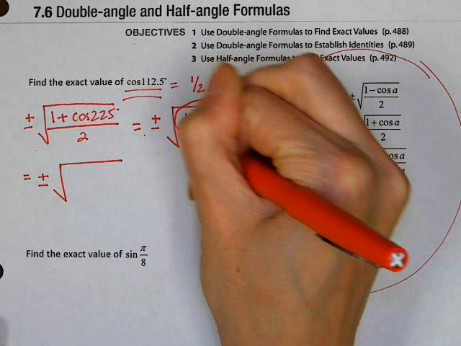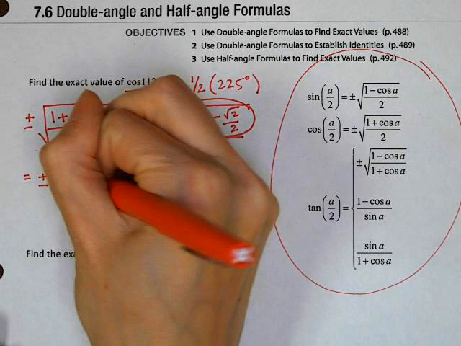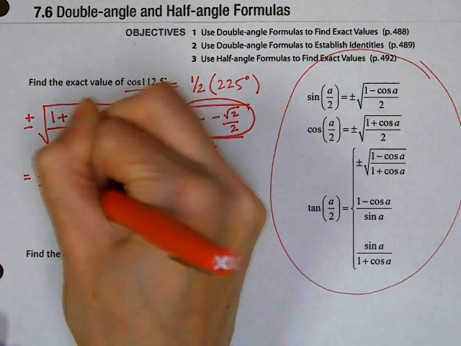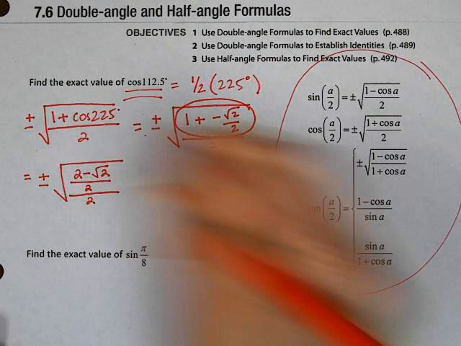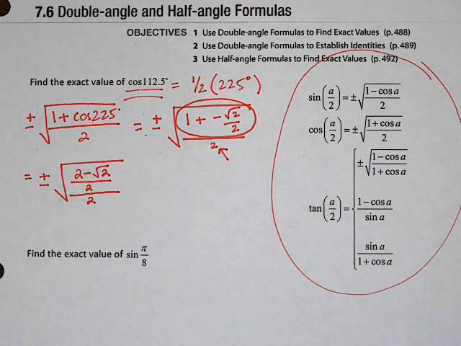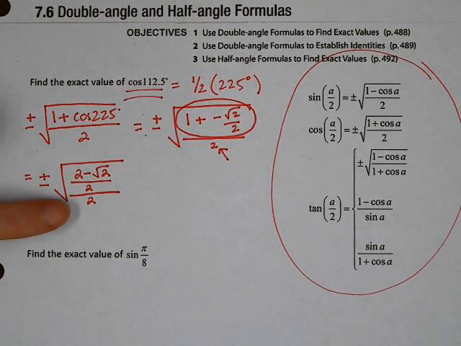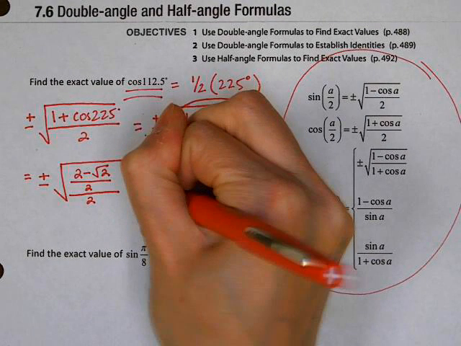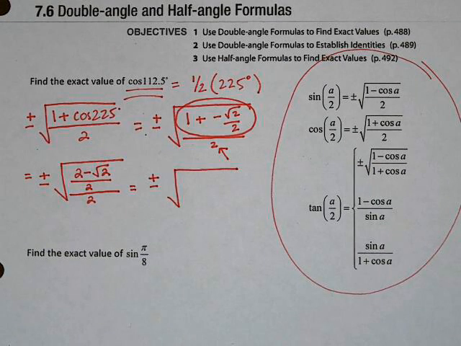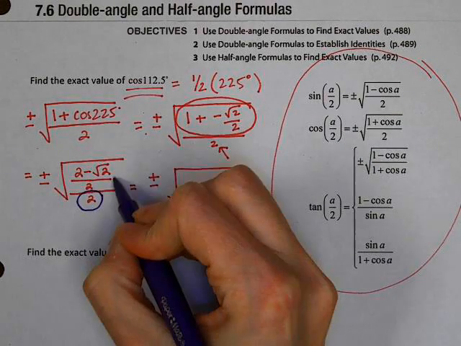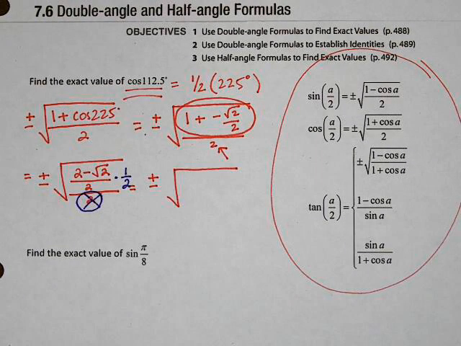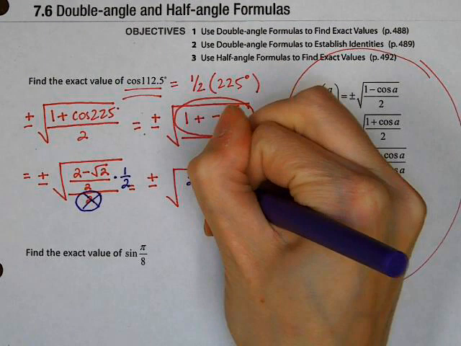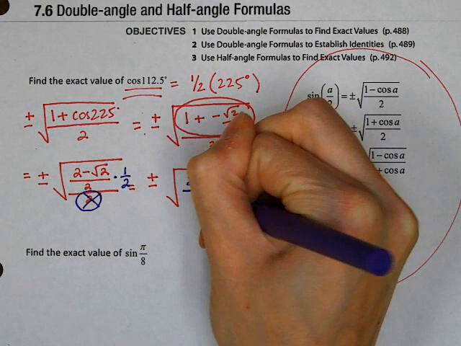If you get a common denominator here, it's going to be 2 minus root 2 all over 2, but then still all over this 2. Okay, so we got a common denominator and then still all over 2. Okay, so now we're at plus or minus square root. Dividing by 2 is like multiplying by 1/2. So now we're at square root of 2 minus root 2 all over 4.